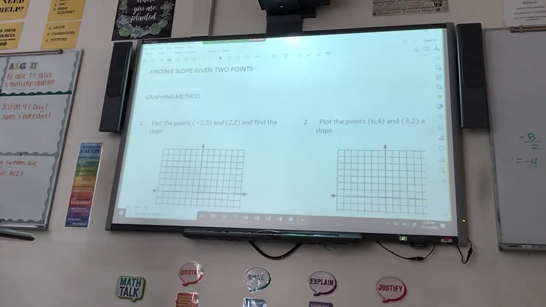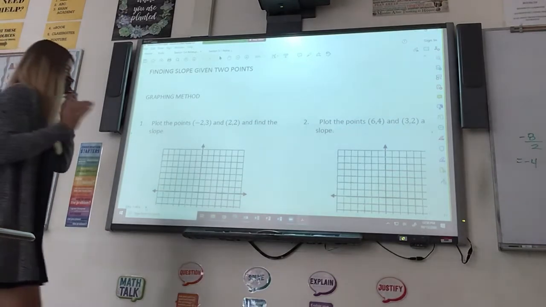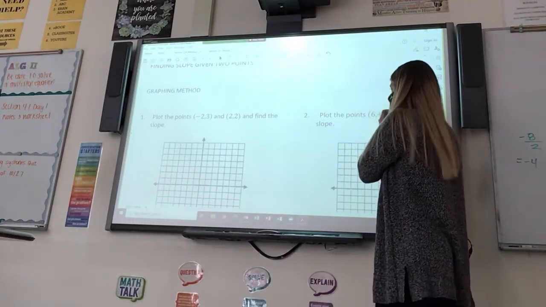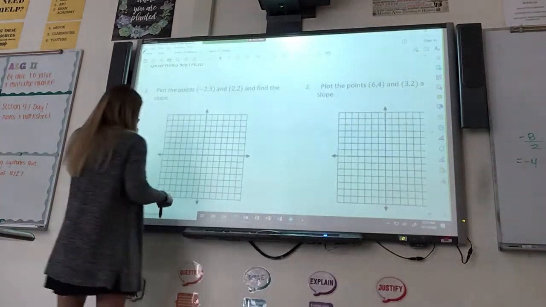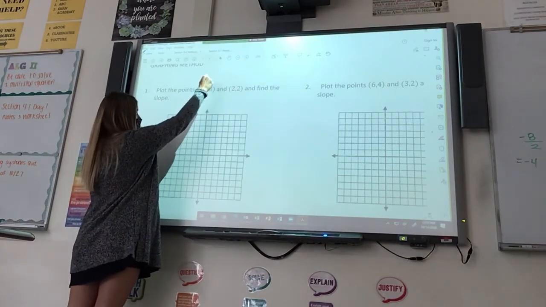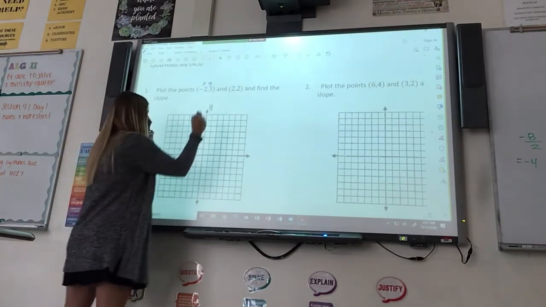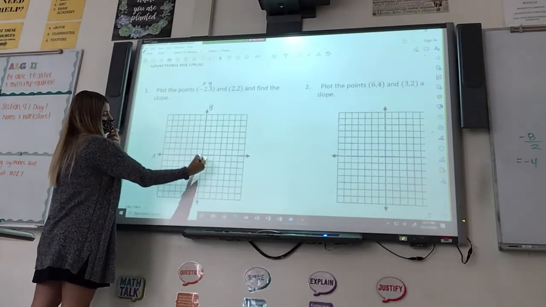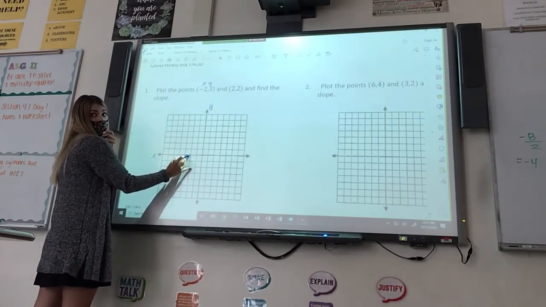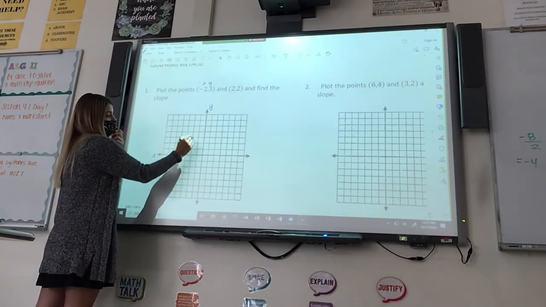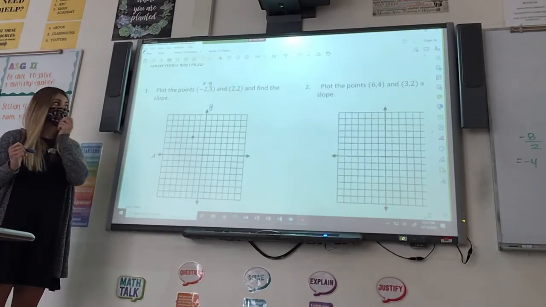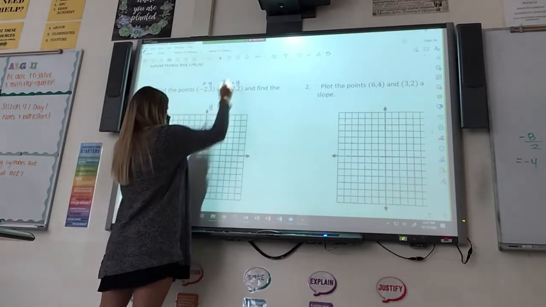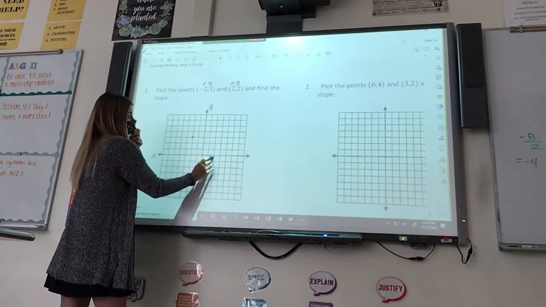The first one is you could actually plot these 2 points and do what we did above and count the slope in between them. Okay, so in number 1, I have -2, 3 and 2, 2. So I'm gonna plot those 2 points. So this is my x, this is my y, here's my x-axis, here's my y-axis. So this is telling me -2 on the x-axis, and then 3 up. Right? And then I gotta plot this point. So that's +2 and +2.